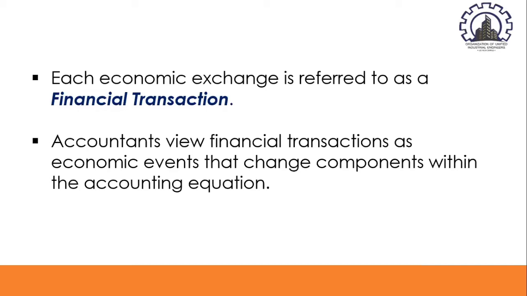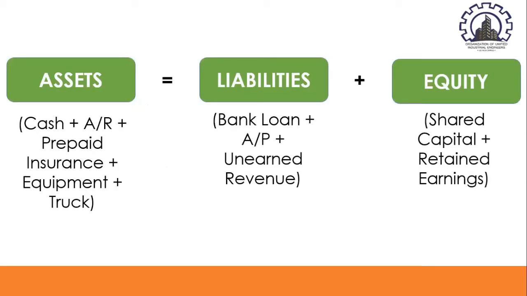Now, the accounting equation can be expanded to include all the items listed on the balance sheet of Big Dog at January 31st, 2015 as follows. Under assets, you have cash plus accounts receivable plus prepaid insurance plus equipment plus truck. And for liabilities, we have bank loan plus accounts payable plus unearned revenue. And for equity, you have share capital plus retained earnings.